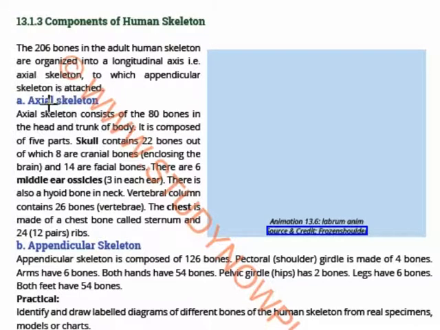Now see the axis. This is the axial skeleton, so as the name suggests, it is axial. It has how many bones? 80 bones. It forms the trunk and the head of the body, and it is composed of 5 parts. The skull contains how many bones? 22 bones. You must know the number of bones, out of which 8 are cranial bones, which means these enclose the brain and protect it, and 14 are facial bones.